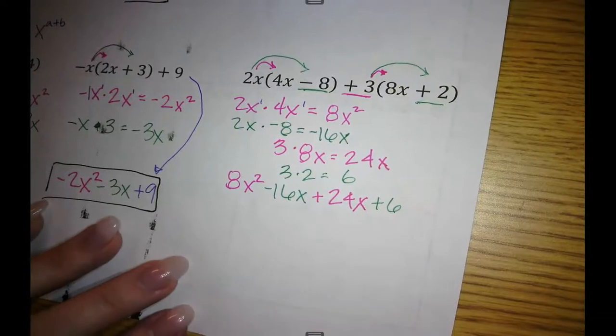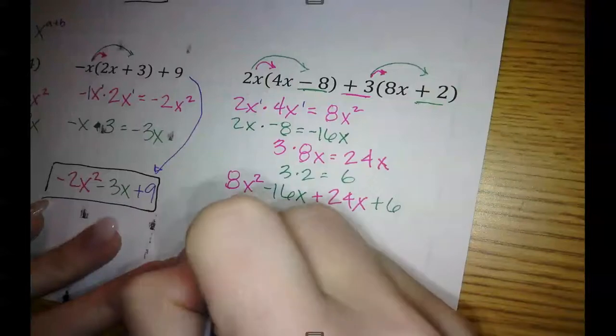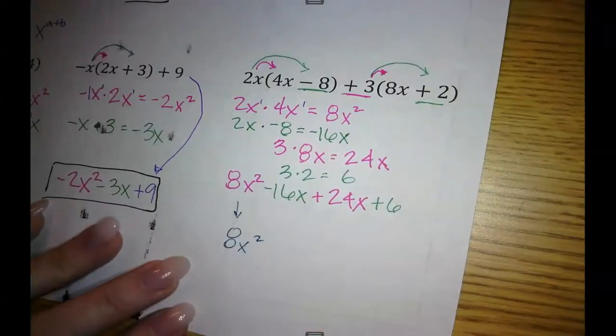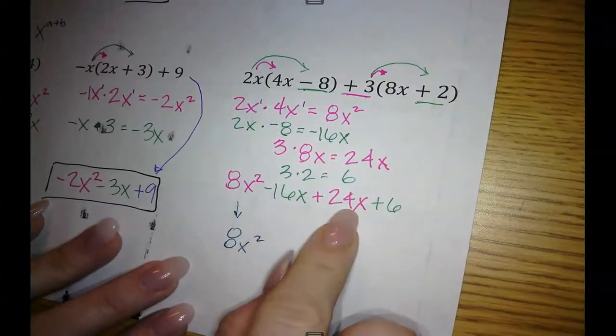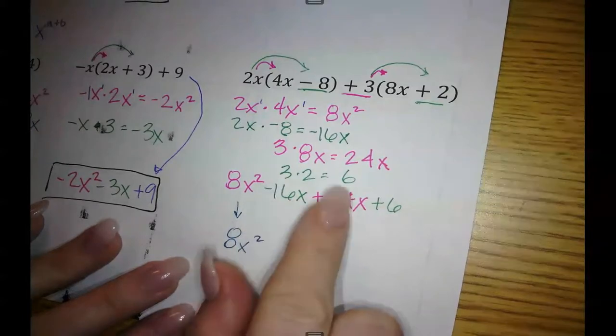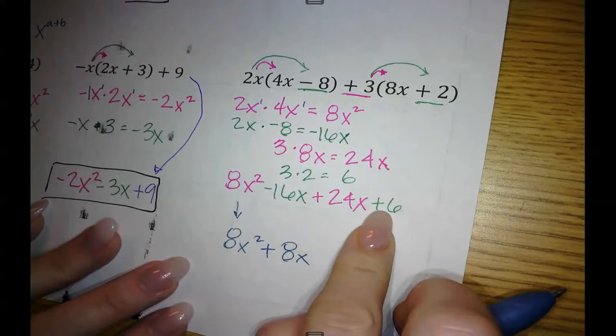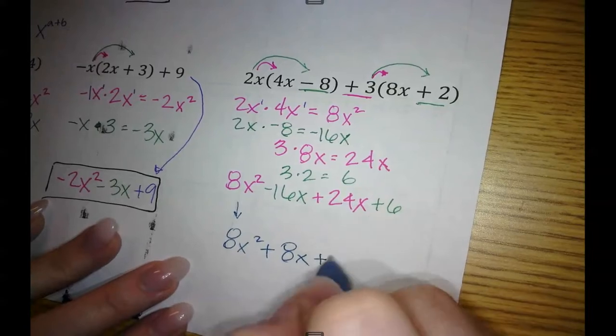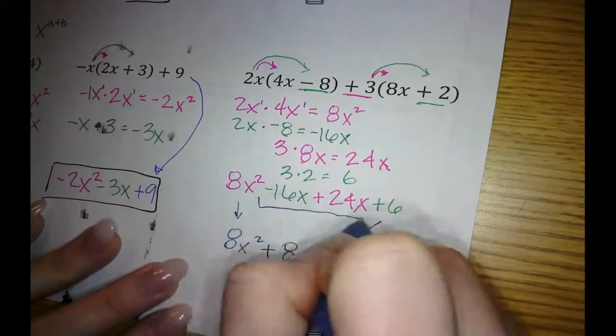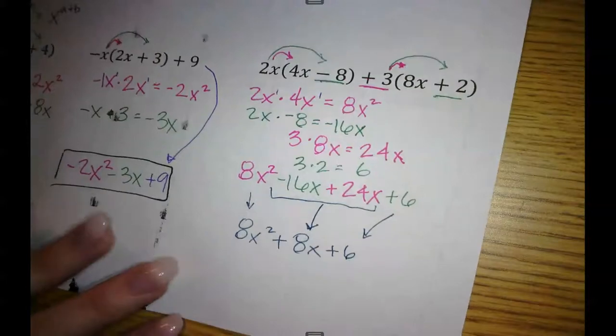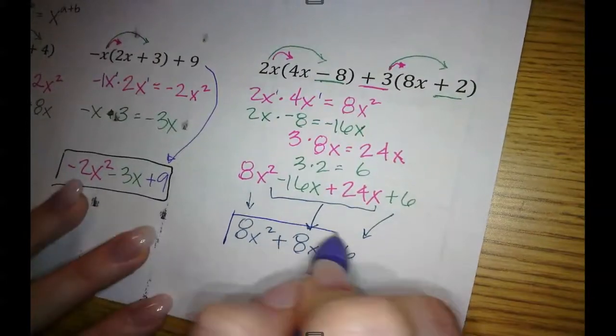Now for this one, I do have to combine some terms because I have some like terms. I don't have any other x squared, so that just comes down in my answer, 8x squared. But this x term and this x term are the same, so I need to say negative 16 plus 24 is a positive 8x. There are no other plain numbers, so it's plus 6. This one just travels down, and this one we combined. And now we are finished.